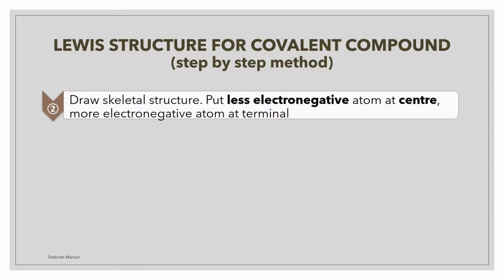In step 2, draw the skeletal structure of NF3. So between nitrogen and fluorine, identify the less electronegative atom and put the less electronegative atom at the center as the central atom. And the more electronegative atom will be at the terminal. So between N and F, definitely N is less electronegative. So nitrogen will be at the center and the remaining 3 fluorine atoms will be terminal atoms. So this will be the skeletal structure for NF3.